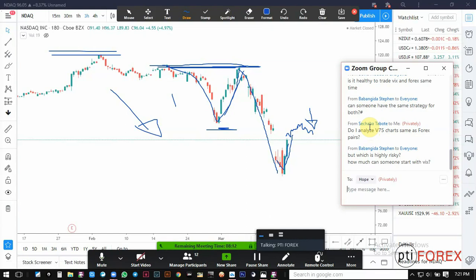How much can someone start with in VIX? In VIX you can fund something small. You can trade it maybe with your lunchbox money, something like that, just your extra money. But Forex should be the main thing.